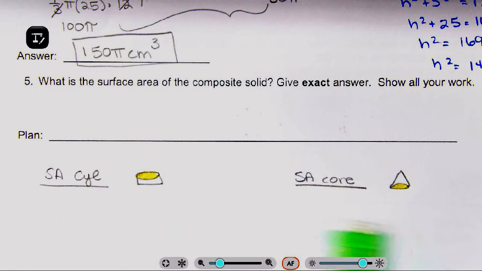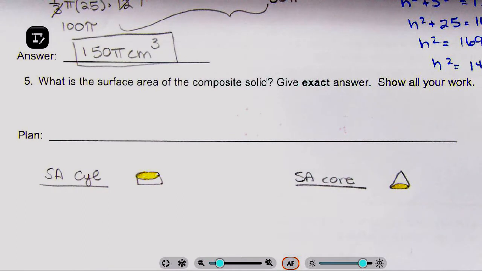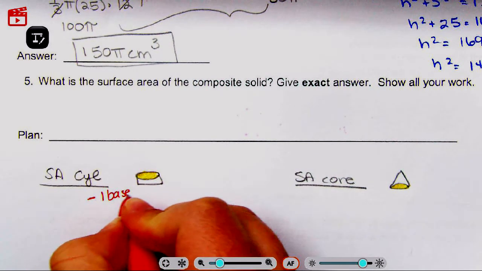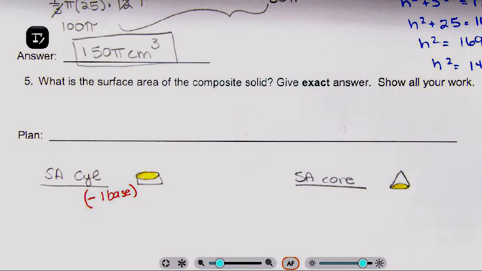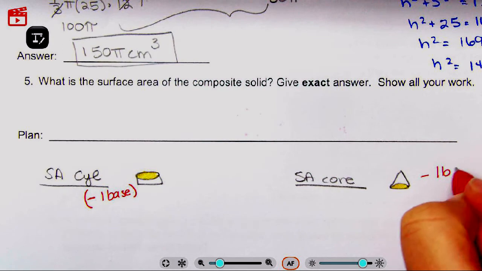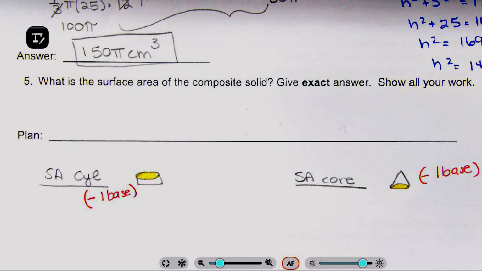If you're not sure of how to see what is touchable and not, go ahead and watch the previous video on surface area. All right, so that means for the surface area of the cylinder, I'm going to subtract one base of the cylinder, one base area. For the cone, I'm going to subtract this bottom base. So let's write out our formulas.